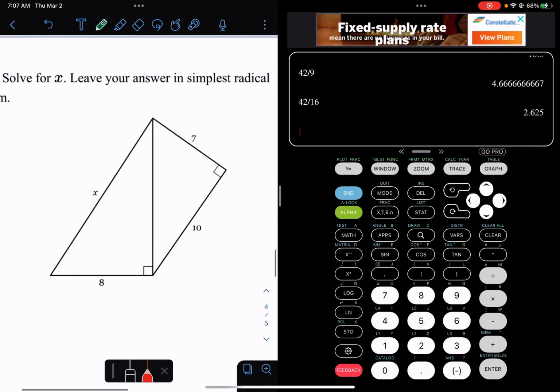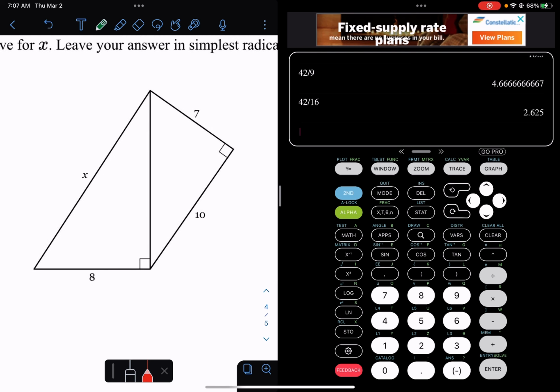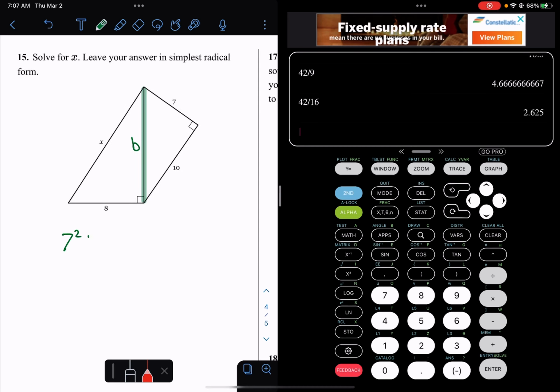Okay, let's keep rocking and rolling here. So the next problem is again a two-step Pythagorean theorem. First we have to find this side, we'll call it B, and then we're going to use B to find x. So we're going to do 7 squared plus 10 squared equals B squared, or actually we'll call that C, I guess it makes more sense in terms of the Pythagorean theorem, right?